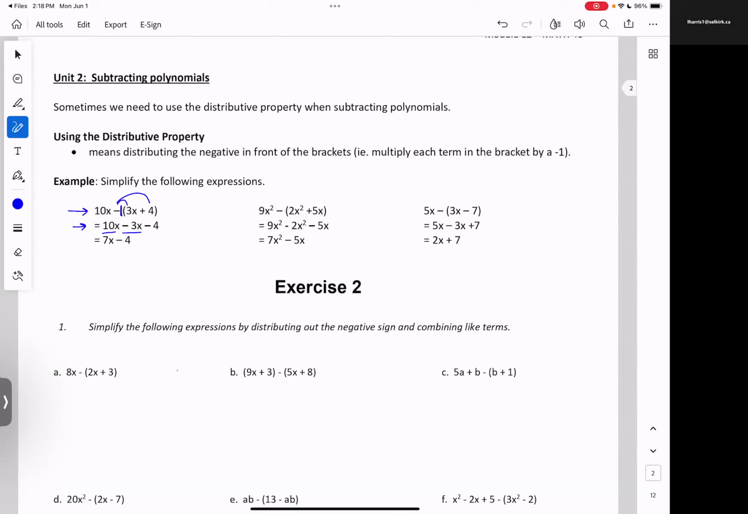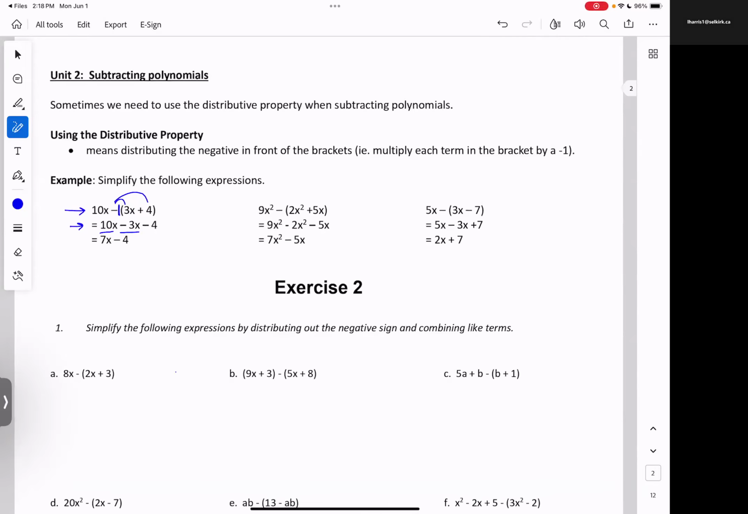Okay, let's take a look at the next example. So here again, we have a minus sign and then we have brackets. So we're going to distribute out that negative sign to both terms in the brackets. And again, you can imagine there's a -1 out front there. So that leaves us with 9x squared minus 2x squared minus 5x. Okay, and then we're going to combine our like terms, which gives us 7x squared minus 5x.